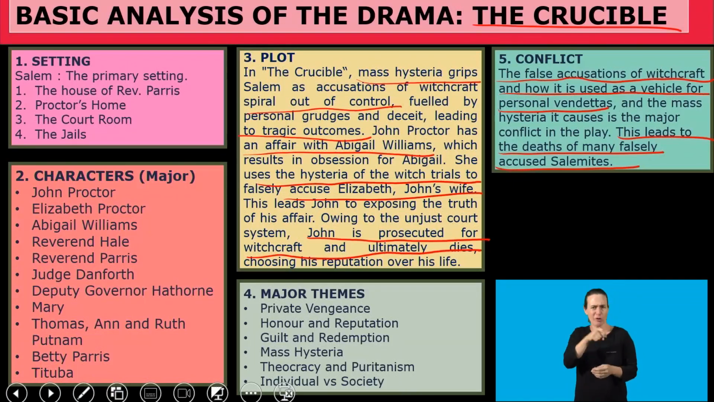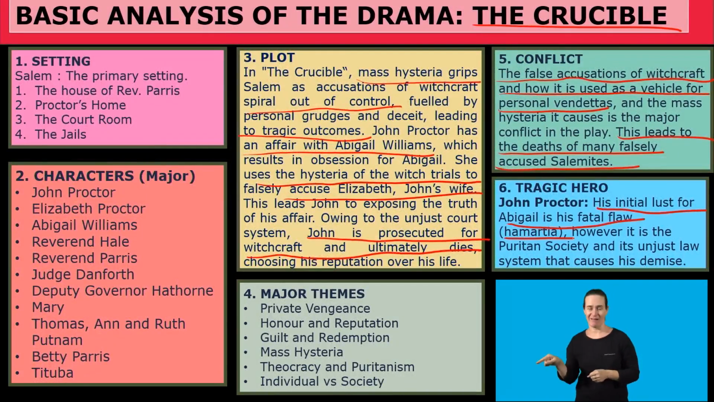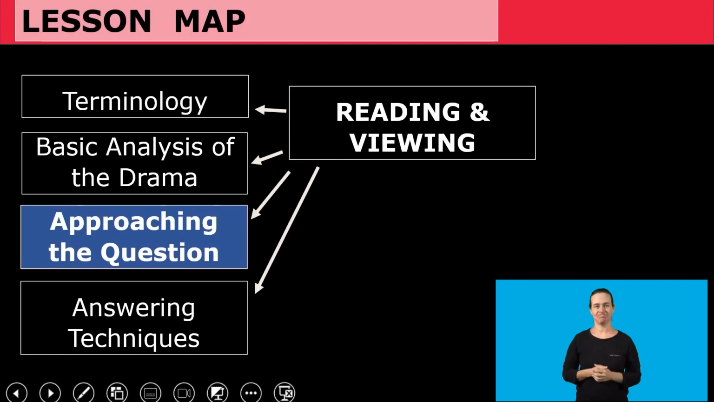Now, let's look at John as a tragic hero. His initial lust for Abigail is his fatal flaw. He's a martyr. However, it is the Puritan society and its unjust law system that causes John's final demise. Now, let's look at how to approach the question.